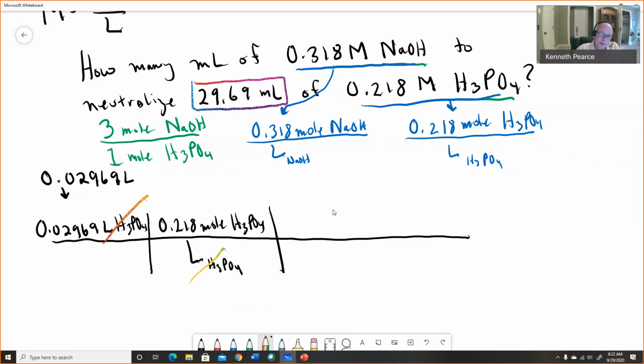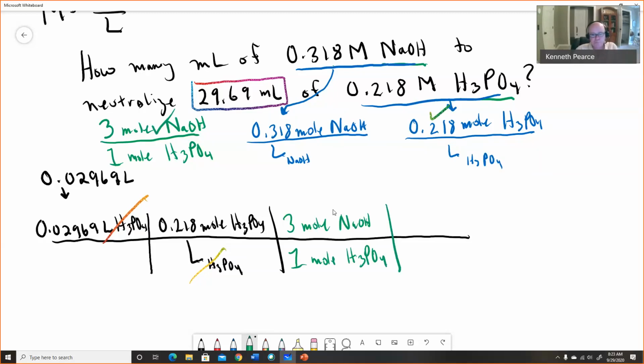Now, we need to put a check mark, and so now we're looking for moles phosphoric acid, and that's in our mole ratio, so we'll leave that like it is and not flip it over. And so we copy that down: 3 moles sodium hydroxide for every 1 mole H3PO4, which is phosphoric acid, and we've used that as well.